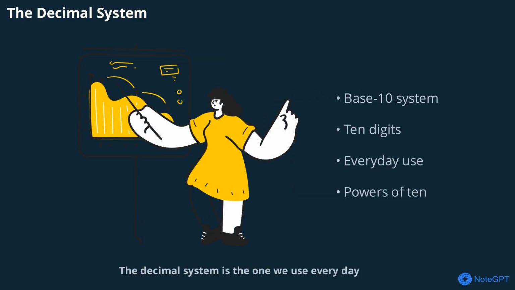The decimal system is the one we use every day. It's also called the base 10 system because it uses 10 digits: 0, 1, 2, 3, 4, 5, 6, 7, 8, and 9. Every number you see around you, from your age to the price of a snack, is written in decimal. The decimal system is easy to use because it's based on powers of 10. Each place in a number represents a different power of 10, making it simple to read and write large numbers. Let's see how this works in practice.